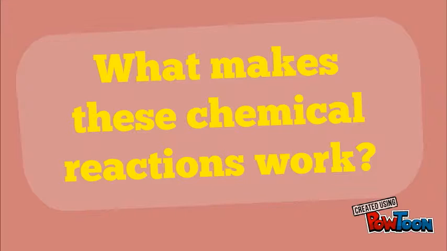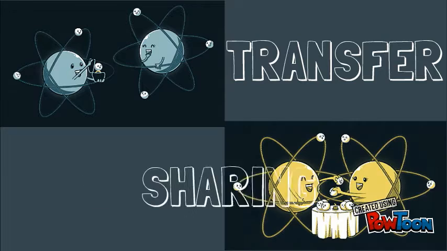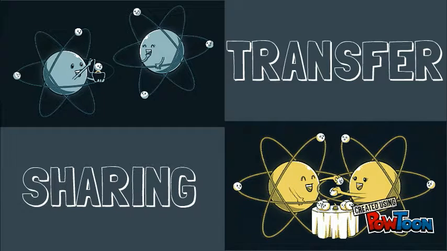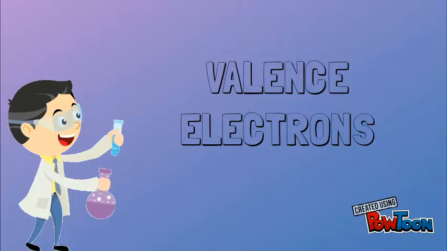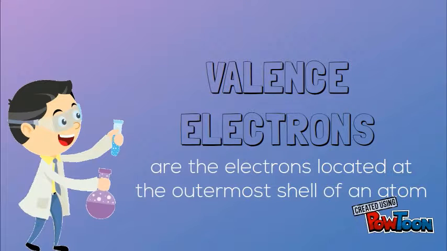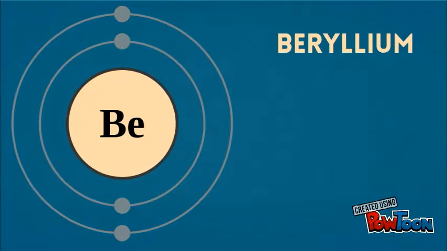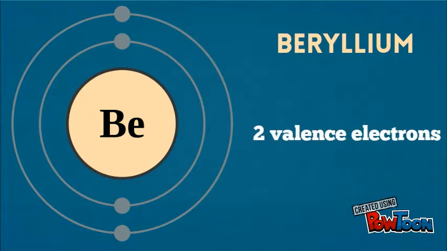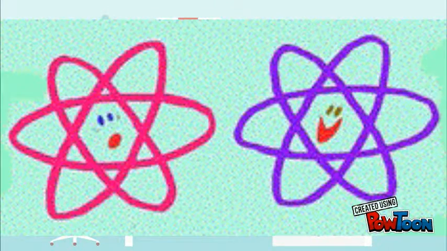In a chemical reaction, there is a transfer or sharing of electrons. These electrons are what we call the valence electrons. Valence electrons are the electrons located at the outermost shell of an atom. Like in beryllium, for example, it has 2 valence electrons since only 2 electrons are located at the outermost. When 2 atoms interact, the electrons in the outermost shells are the first ones to come into contact with each other and are the ones that determine how an atom will react in a chemical reaction.